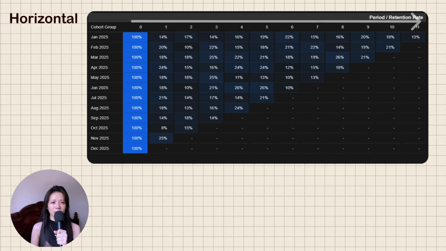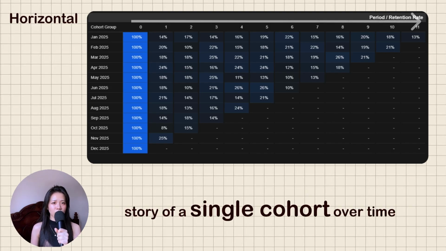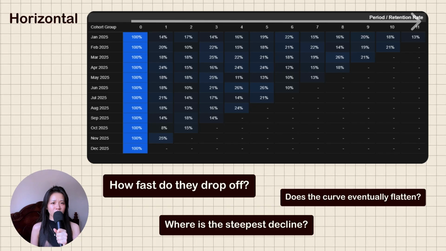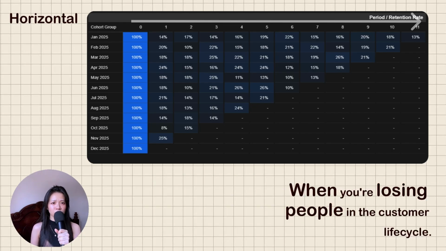Horizontal, read left to right along one row. This is the story of a single cohort over time. How fast does it drop off? What is the deepest decline? Does the curve eventually flatten? This tells you where you're losing people in the customer life cycle.